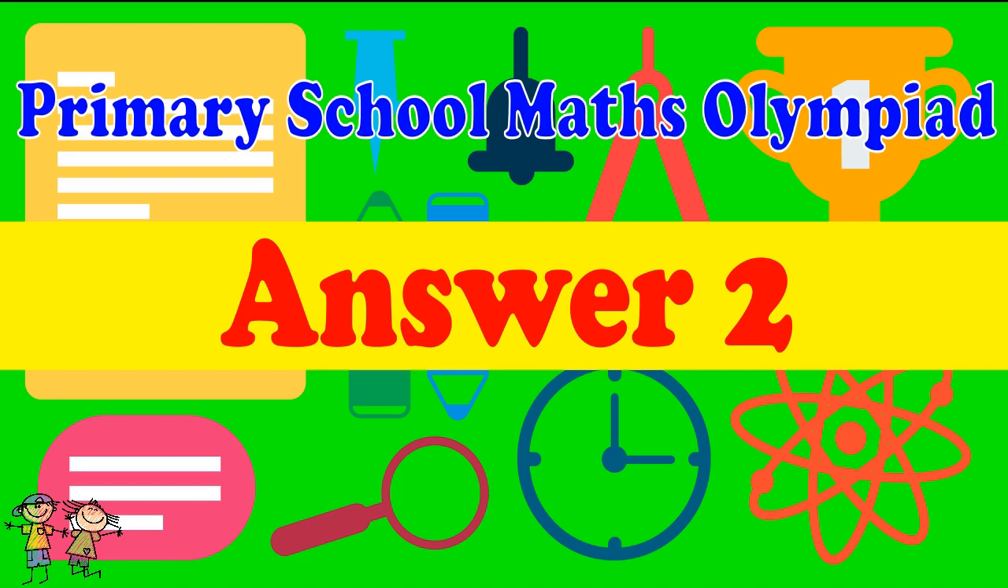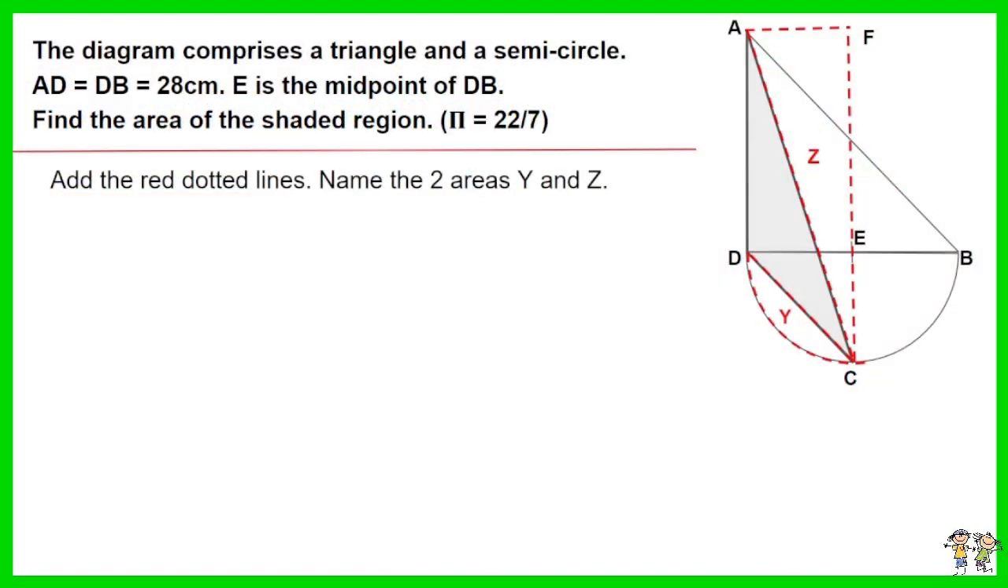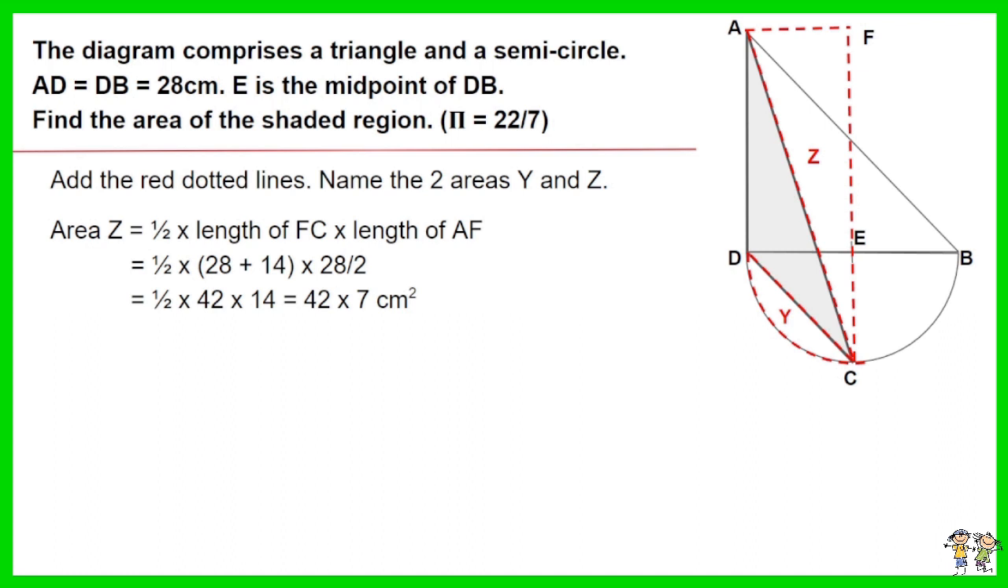Answer for question 2. Add the red dotted lines. Name the 2 areas Y and Z. Area Z equals half times the length of FC, which is 28 plus 14, then times length of AF, which is 28 divided by 2. Solve the equation. The result is 42 times 7 centimeters square. Let's keep the result as multiple of 7 for ease of calculation later.